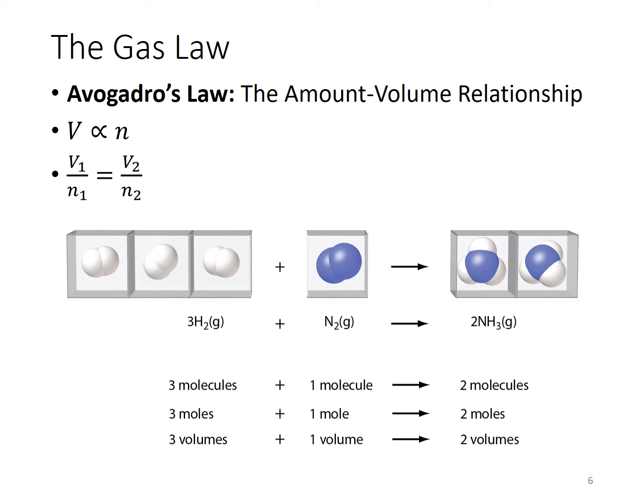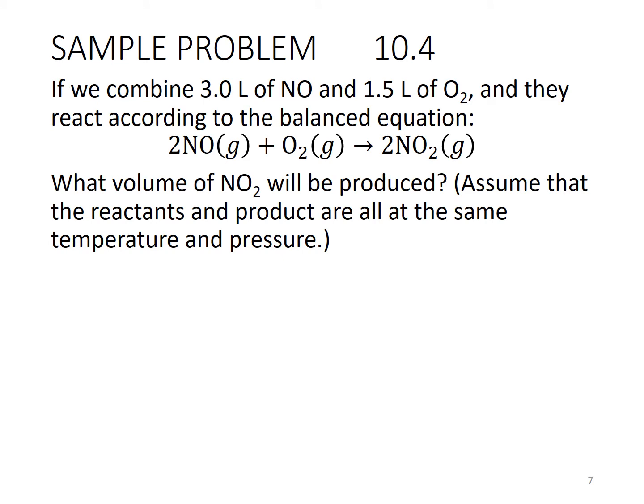And again, this is a simplistic situation. We're again assuming constant pressure and constant temperature. Those other variables we have to assume are being held constant. So this is what one of those might look like. If we combine 3 liters of NO and 1.5 liters of O2, they react according to this balanced equation. What volume of NO2 would be produced? Assume that the reactants and products are all the same temperature and pressure.